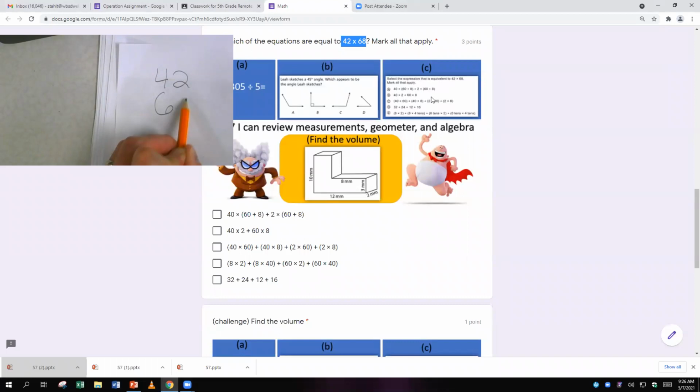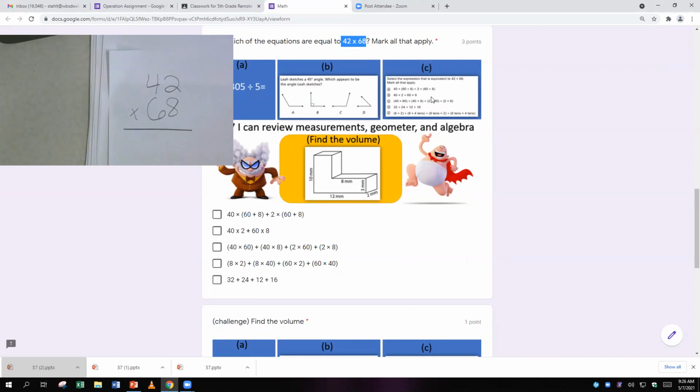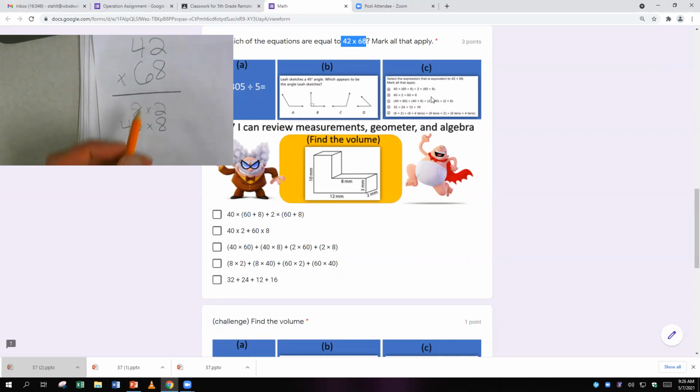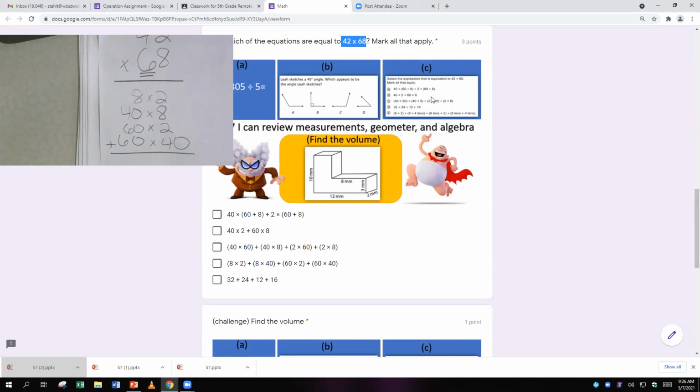42 times 68. Well, let's just look at the traditional way to multiply. The first thing that you would multiply is 8 times 2. And then you'd multiply 4 times 8. But it's not really a 4. It's 40 times 8. And then you would multiply. This is not a 6, but it's 60. So you'd multiply 60 times 2. And then you'd multiply 60 times 40. And then when you're done with that, you add them all together. That's the traditional way, right?